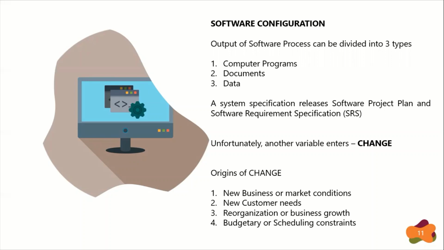Software configuration management is a set of activities that have been developed to manage change throughout the life cycle of computer software. It can also be viewed as a software quality assurance activity. It is also applied throughout the software process. In the following slides, we are going to see SCM tasks and other important concepts that are going to help us manage change.